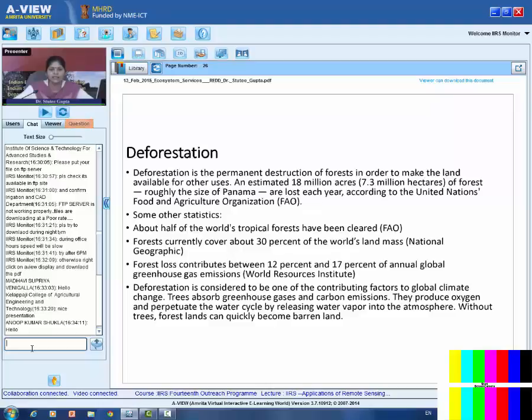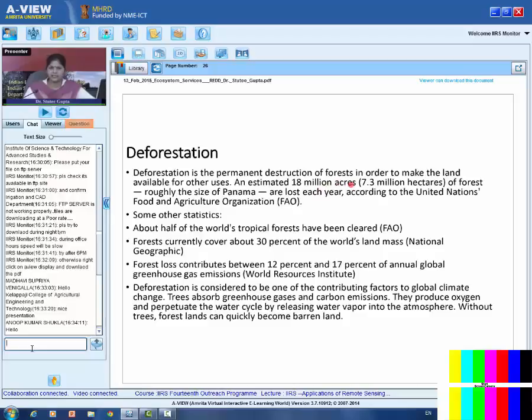So one such activity is deforestation. We are felling our forests. Coming to the definition which the FAO, Food and Agriculture Organization, has given, deforestation is the permanent destruction of forests in order to make land available for other use. So basically we are changing land cover to a land use, primarily agriculture and then habitation.